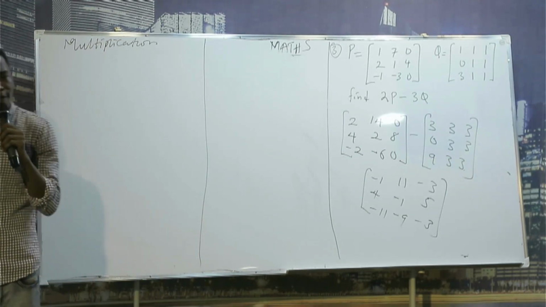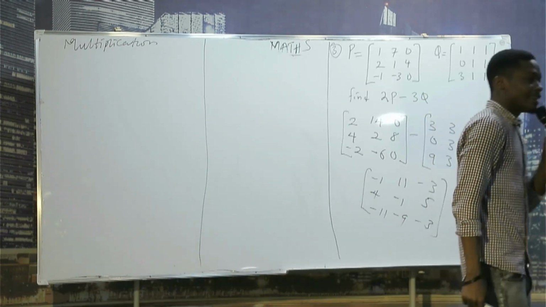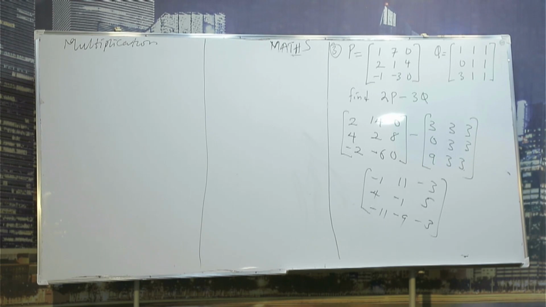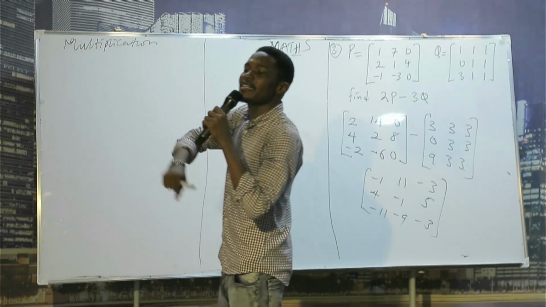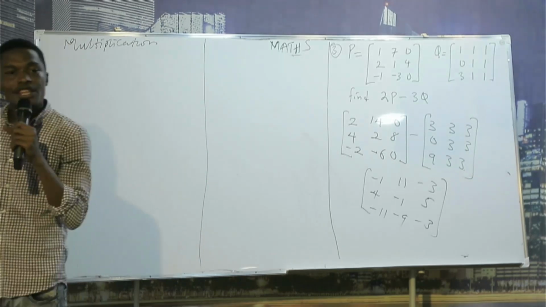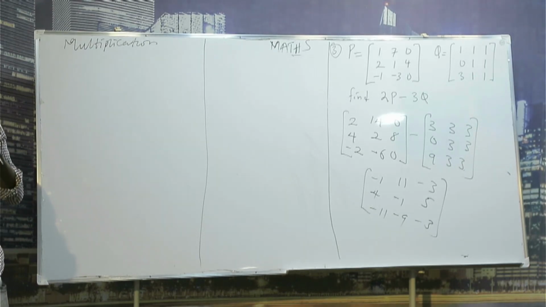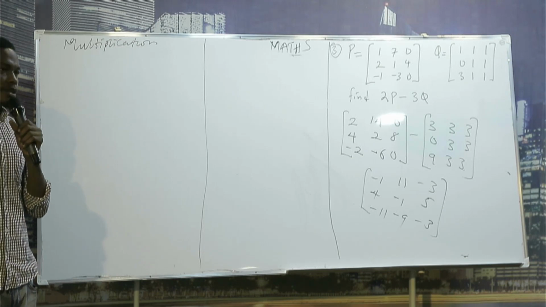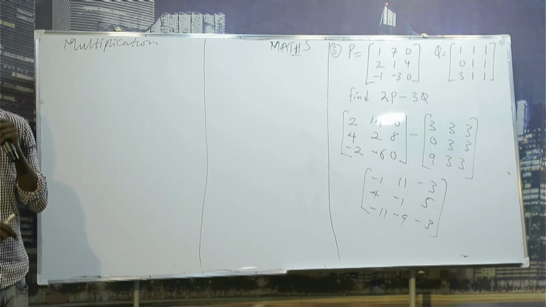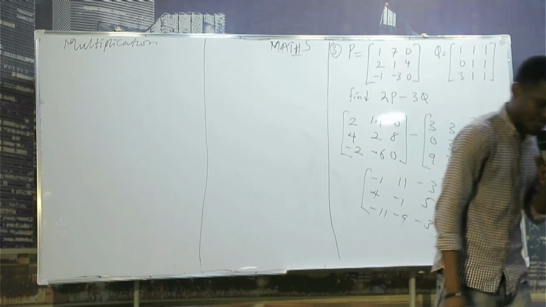The number of columns in the first matrix must be equal to the number of rows in the second matrix. The number of columns in the first matrix must be equal to the number of what? Sorry, rows in the second matrix. The number of columns in the first matrix must be equal to the number of rows in the second matrix. Have you written that?